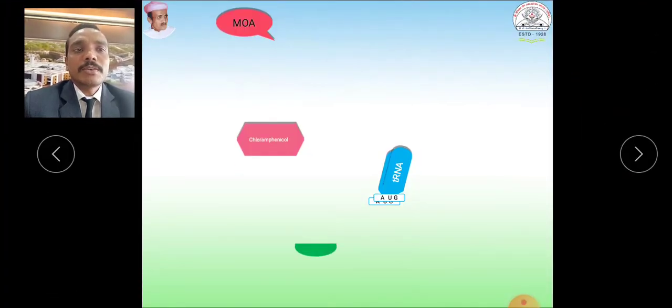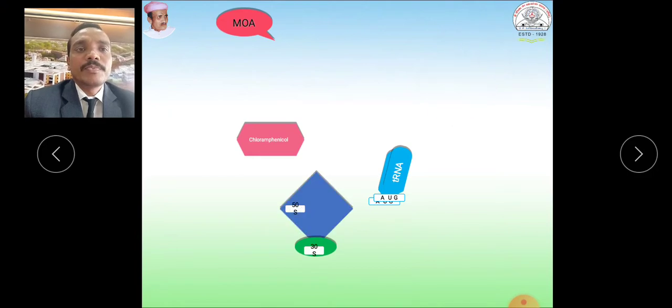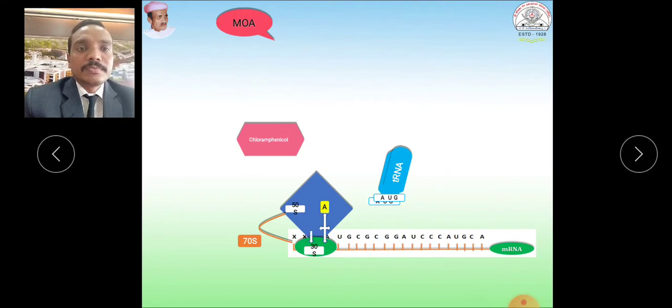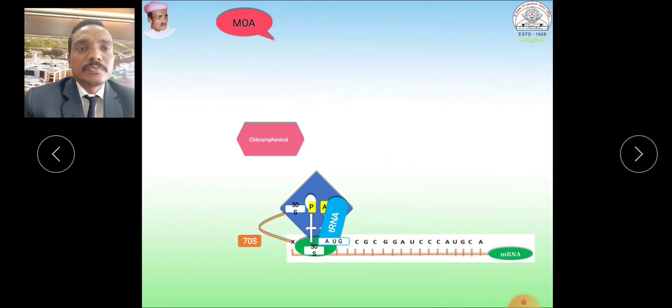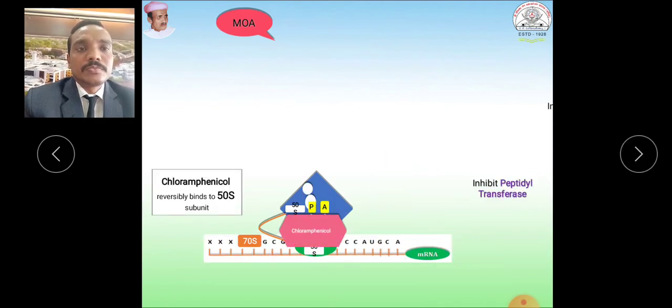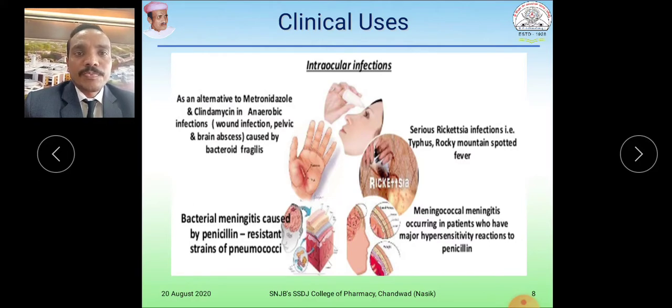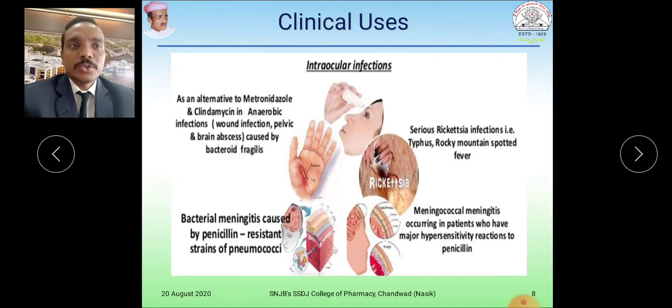So this is all about the mode of action, just what we have seen here in the animated format. Now the clinical uses of chloramphenicol. It is used mainly for intraocular infections, in bacterial meningitis, in case of rickettsial infections and meningococcal meningitis. So in these different cases, chloramphenicol is used.